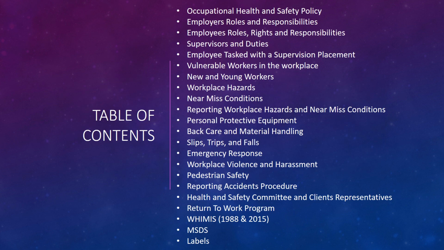Table of Contents. Occupational Health and Safety Policy. Employers' roles and responsibilities. Employees' roles, rights, and responsibilities. Supervisors and duties. Employee tasked with a supervision placement. Vulnerable workers in the workplace. New and young workers. Workplace hazards. Near-miss conditions. Reporting workplace hazards and near-miss conditions.